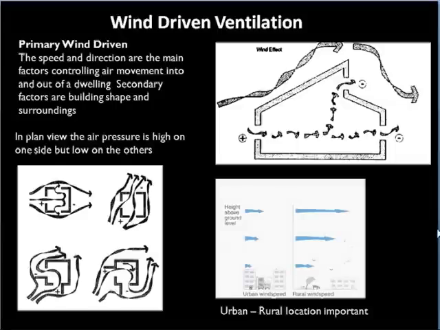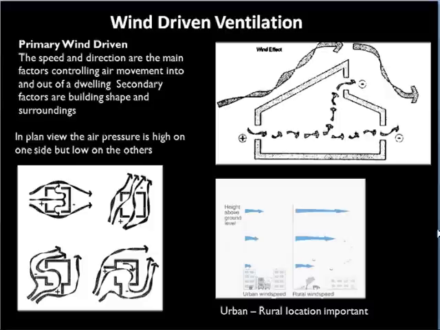For part two, we're looking at the main driving factors. Well, the primary one is wind-driven ventilation. And here the speed and the direction of the wind are perhaps the most important factors as the air moves into and out of a building or a dwelling. The secondary factors would be the actual shape and the surrounding environment.